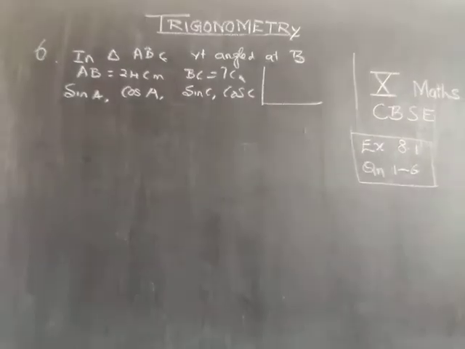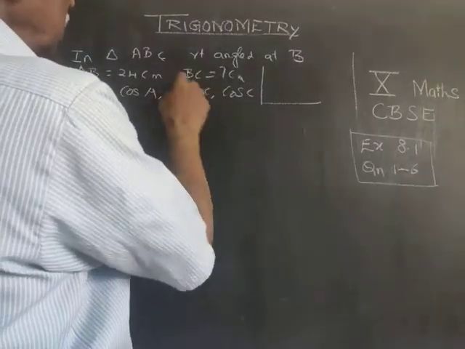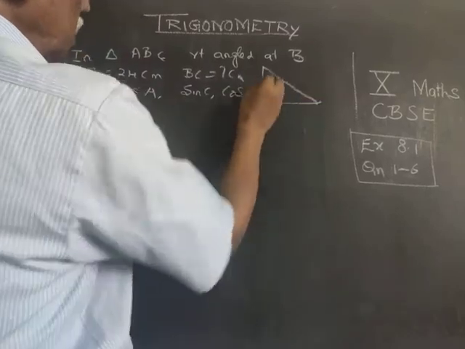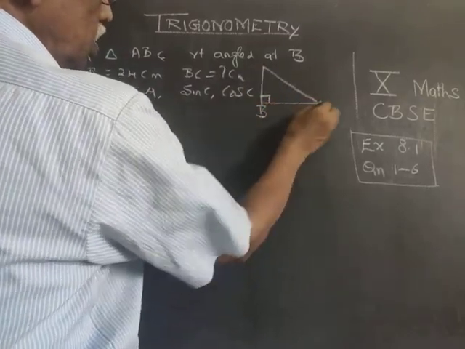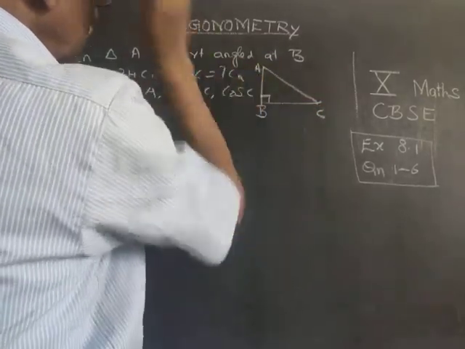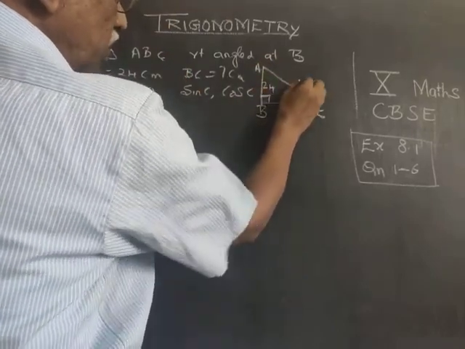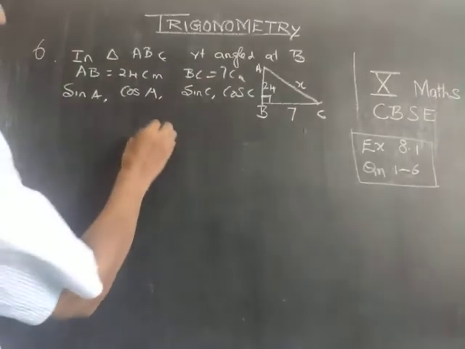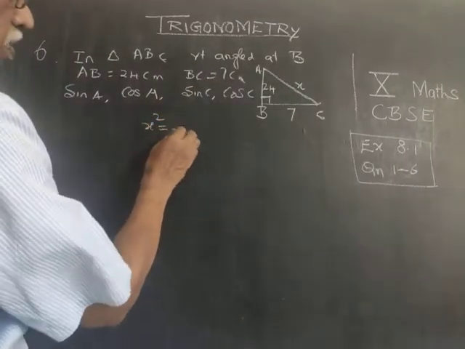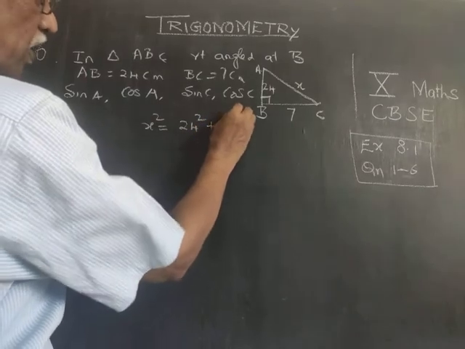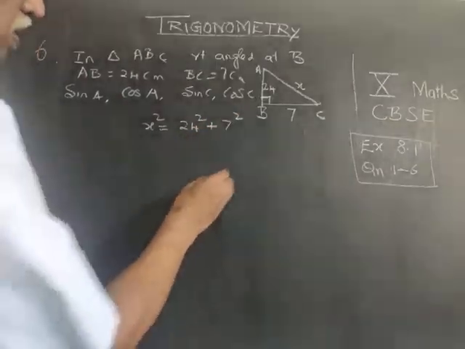A very simple one. What you are given? A triangle ABC, right angle at B. And what is A? This is B. So you give the name CA. AB is 24. BC is 7. You have to find out hypotenuse. So hypotenuse square is equal to AB square plus BC square, that is 24 square plus 7 square. 24 squared is 576.